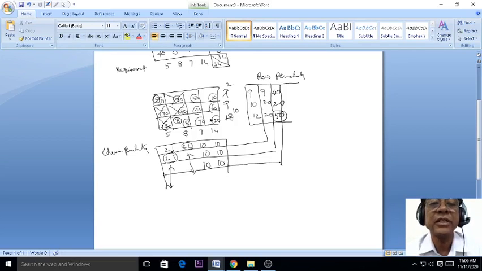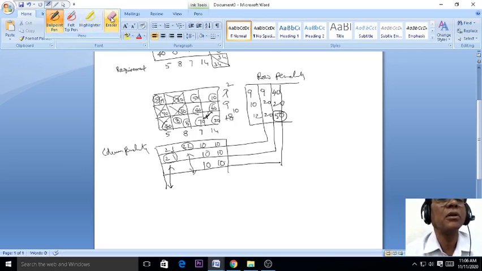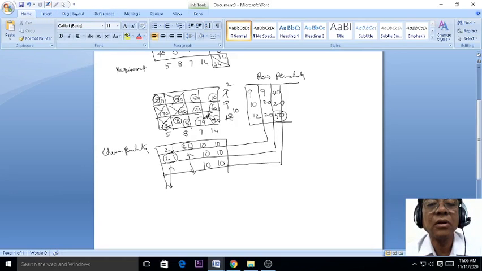point at 20. See this 14 and 10. Out of these two numbers, which is the minimum element? 10. So the 10 is there. You have to shift the 10 here. If you shift the 10, cancel the remaining elements. Okay, next subtract 4. Next go to the next set of reading.